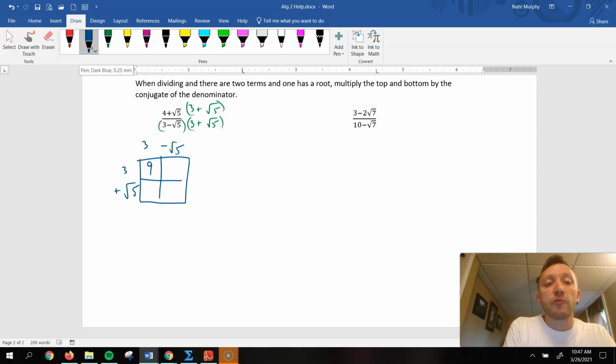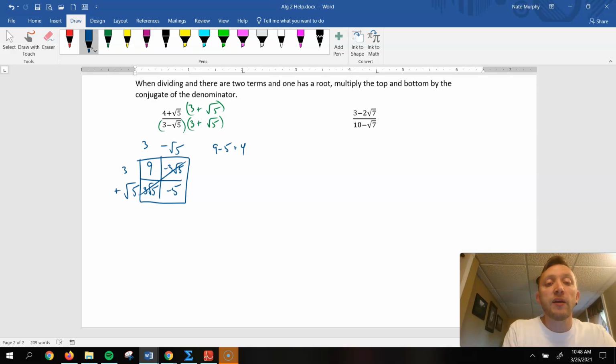3 times negative square root of 5 would be negative 3 square root of 5. And square root of 5 times 3 would be 3 square root of 5. And square root of 5 times a negative square root of 5, well, square root of 5 times square root of 5 is just square root of 25, or 5. And so we would have negative 5 there. Now notice what happens. 3 square root of 5 minus 3 square root of 5 is 0. They disappear. And then we're just left with 9 minus 5, which is 4.